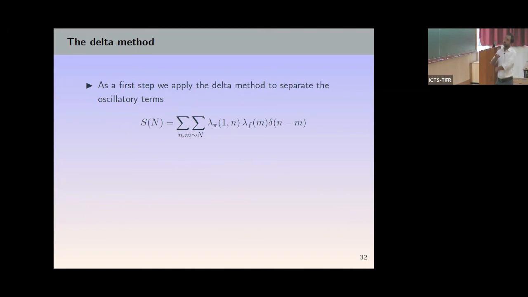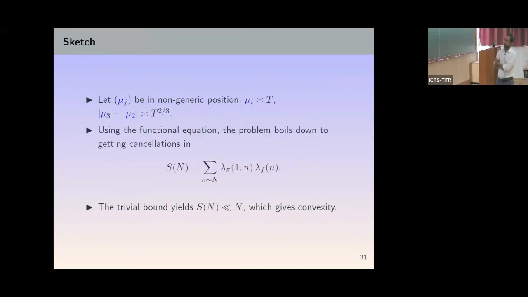So how do we do that? The first thing in the delta method is to separate the oscillations. The theme of the delta method is that it works very well when you really want to separate these oscillations, and then you play around with the separated oscillations separately using Voronoi summation formulas and all.